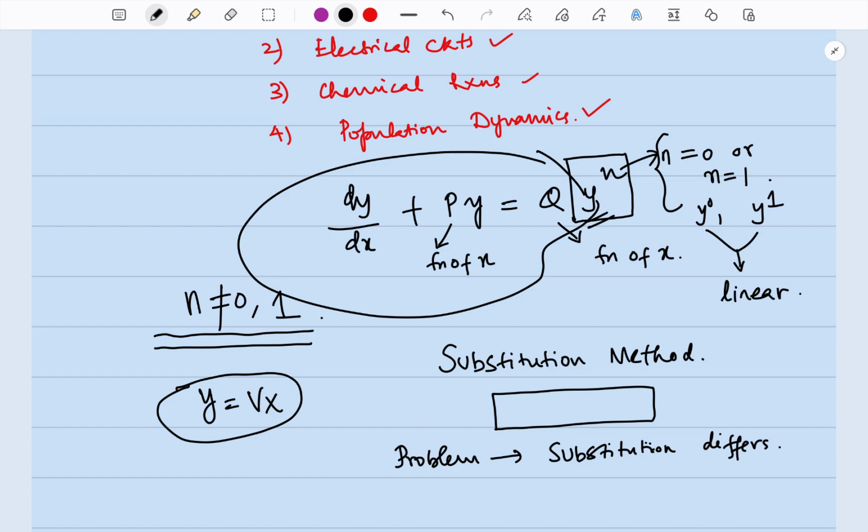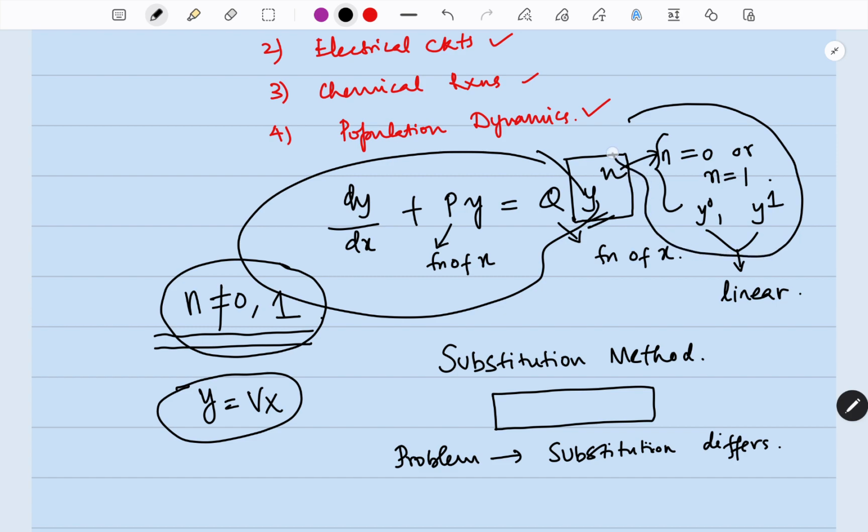Once again, repeating: Bernoulli's differential equation is of the form dy by dx plus py is equal to qy power n, where n is not equal to 0 and not equal to 1, because this is a non-linear differential equation. If you put n is equal to 0 or n is equal to 1, then automatically the differential equation becomes linear, so this case is not allowed. So how are we going to solve this Bernoulli's differential equation? We are going to use the substitution method.